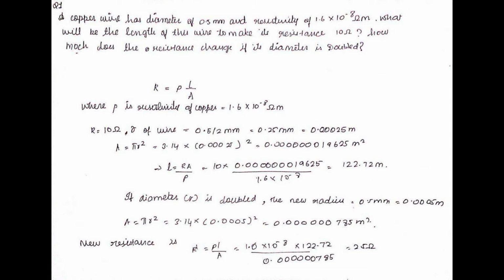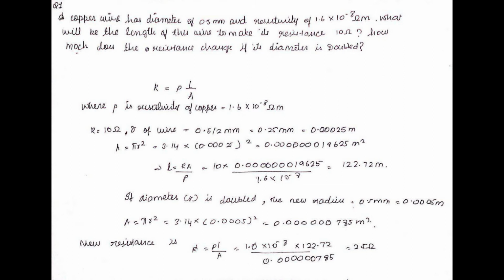So multiplying by 0.00025 the whole squared, which gives us the answer of 0.0000001962 meter square. So we know that L is equal to R into A divided by rho, which is nothing but 10 into 0.0000001962 divided by 1.6 into 10 power minus 8, which is nothing but 122.72 meter.